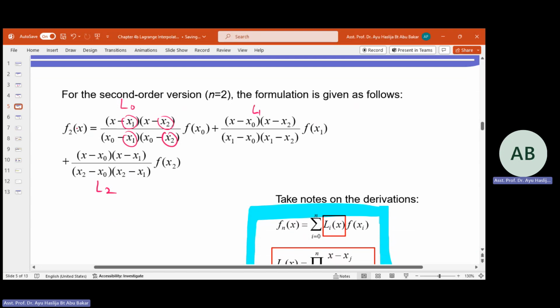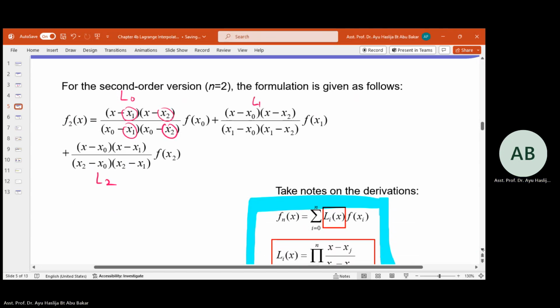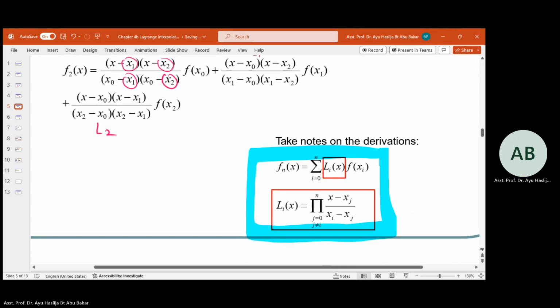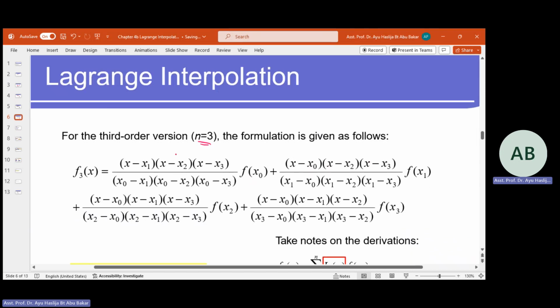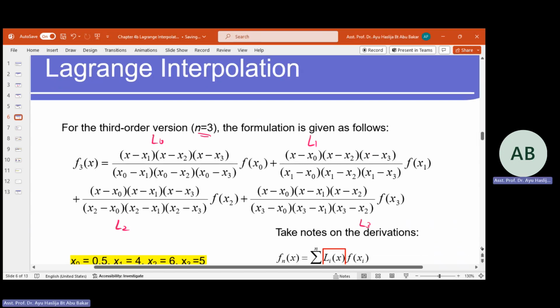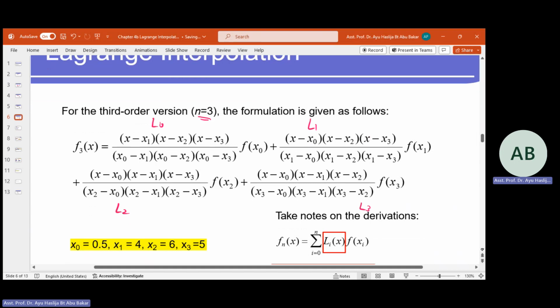If n equals 3, then L0 will be different. Now this is when n equals 3. Notice the difference in the L formula. L0, L1, L2, L3. Okay, how they expand, all of this using the weighting function formula.